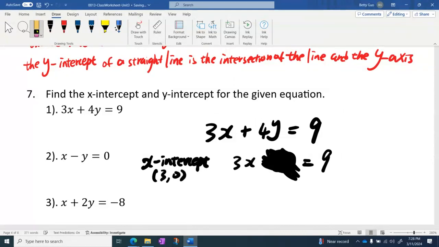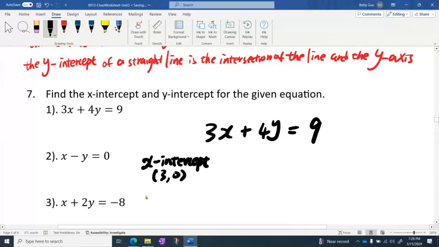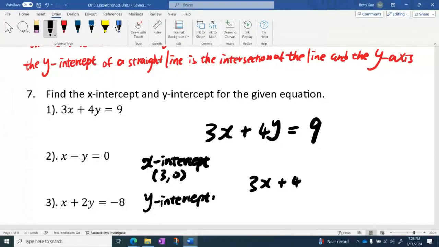Very convenient. And to find a y-intercept if the equation is in a standard form, for example 3x plus 4y equals 9, you just need to make x be 0. So this term disappears, and now you have 4y equals 9.